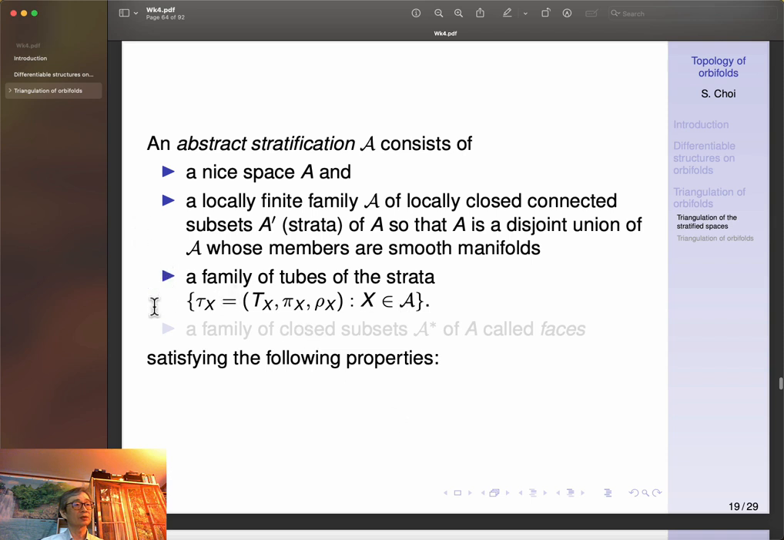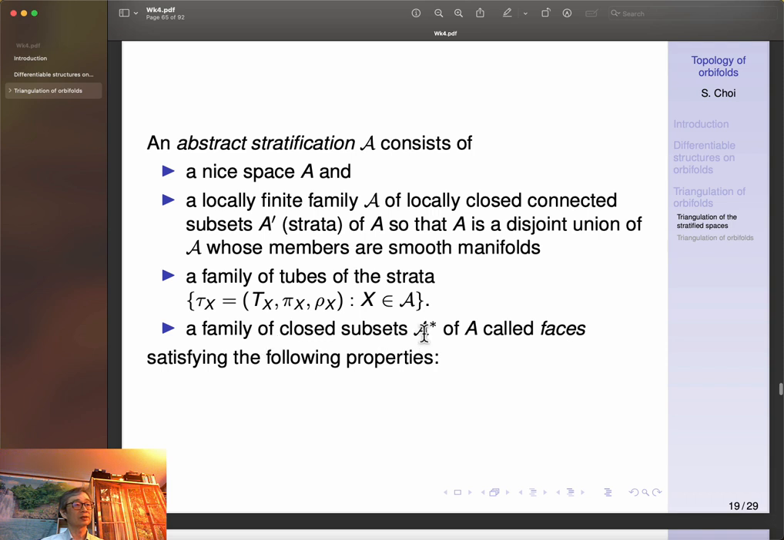Of course these satisfy the previous properties, along with a family of closed subsets A star of A called faces, satisfying the following properties. These faces will play the role of the boundary of A. So it's some sort of generalized boundary. For example, if you have a polytope, then the sides of the polytope will be the faces here. So they correspond in that sense. For manifolds with corners, there is a natural notion of faces.